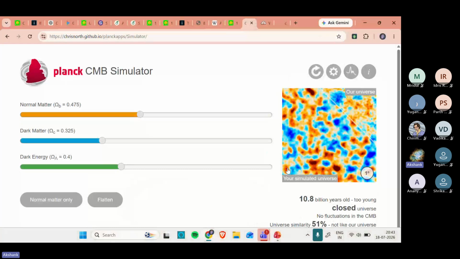So this on the right that you see is the CMB which is observed. This upper right corner is what is actually observed by the Planck mission. Planck is a space satellite that observed the CMB in the 2010s. Now, you have the three sliders: normal baryonic matter, dark matter, and dark energy. Look at these spots and how they change when I move these sliders. You can see the dark energy changing, then dark matter.